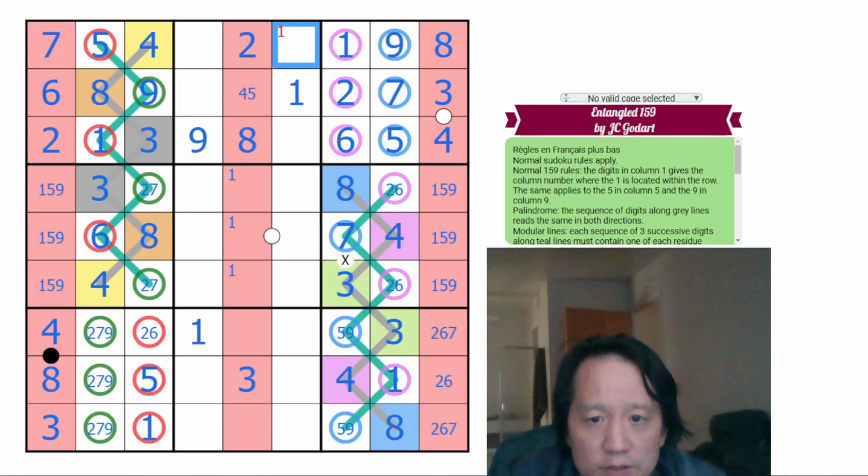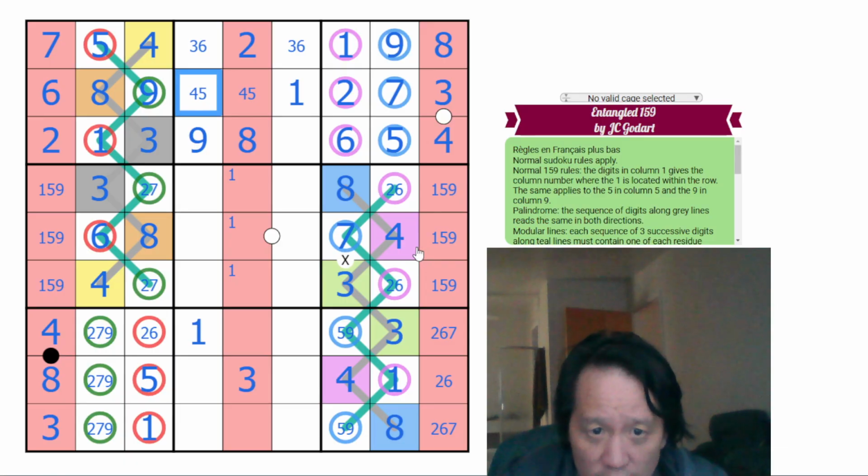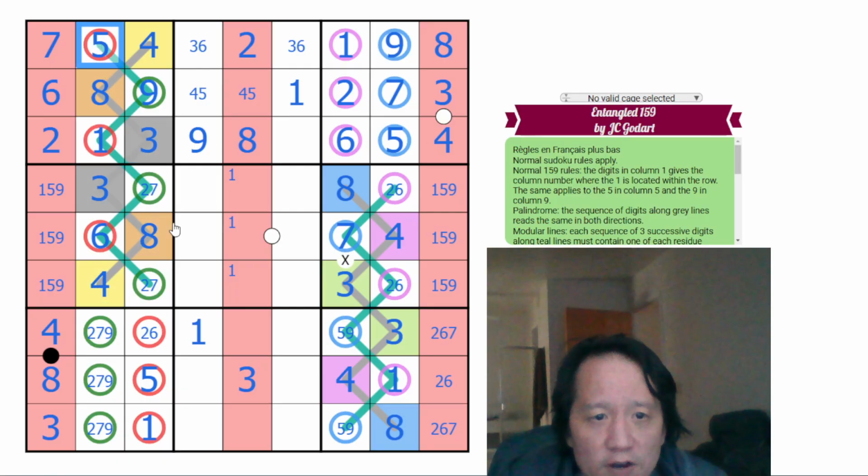This can't be 1, this can't be 1. We have 3 and 6 possibly here. So this is 3 or 6, this is 3 or 6, this is 4 or 5. Okay, so this is 4, 8, 3, yeah, so that matches. 5, this has to be 2, because it's the same modularity 3 away. So this is 7, same modularity.